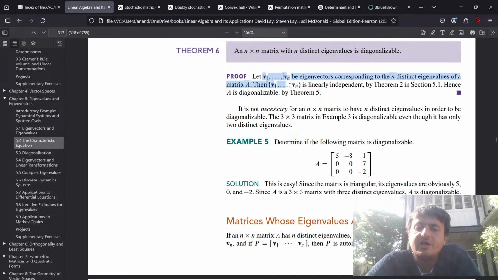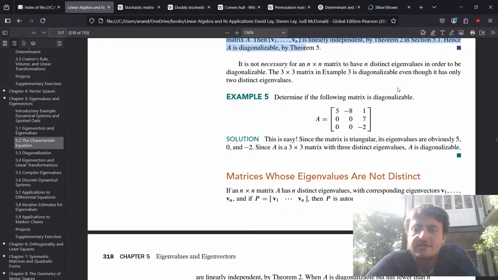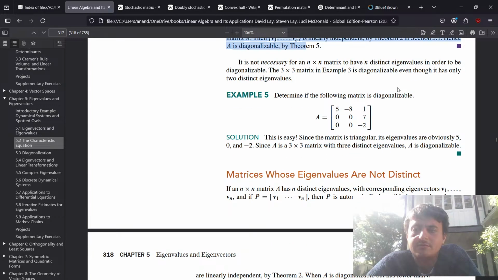Let v1 to vn be eigenvectors corresponding to the n distinct eigenvalues of a matrix A. Then v1 to vn is linearly independent by theorem 2 of section 1. Okay, so that was actually really easy. It is not necessary for them to be distinct.